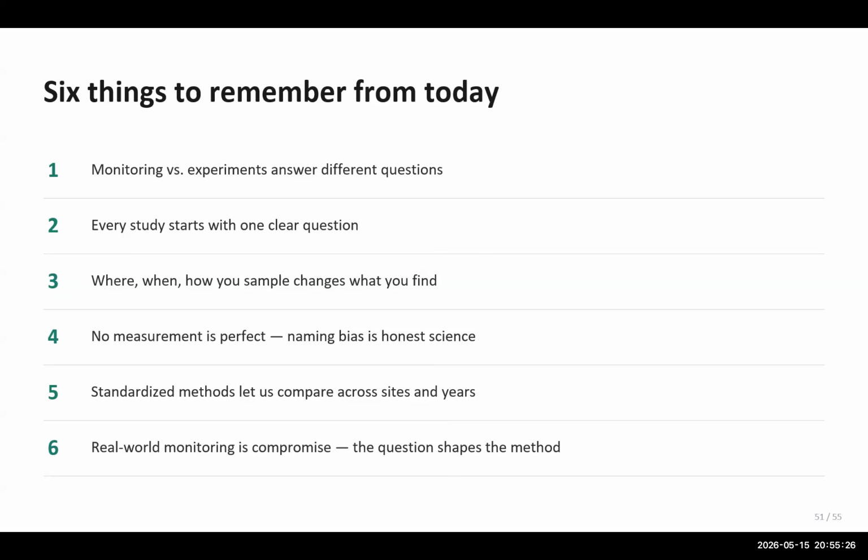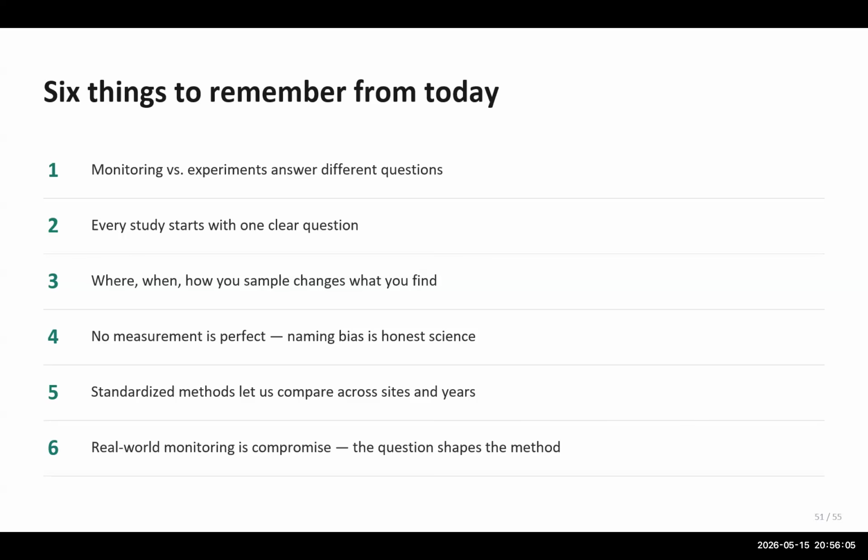Number 3, where, when, and how your sample changes what you find. All right, this is very connected with the number 2. And also, no measurement is perfect. We always will have some bias, and this is a really common problem in science. But as long as we are being honest about the limitations, the data will be easy to compare and easy to explain and interpret, not only by you, but for others, people reading your research work.